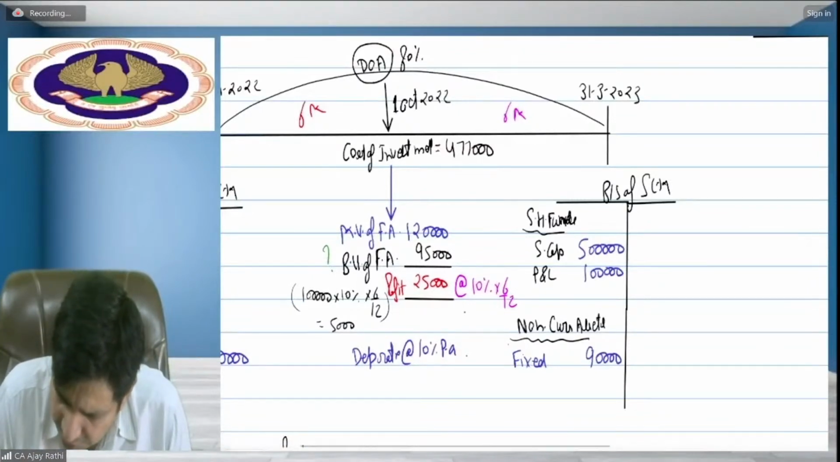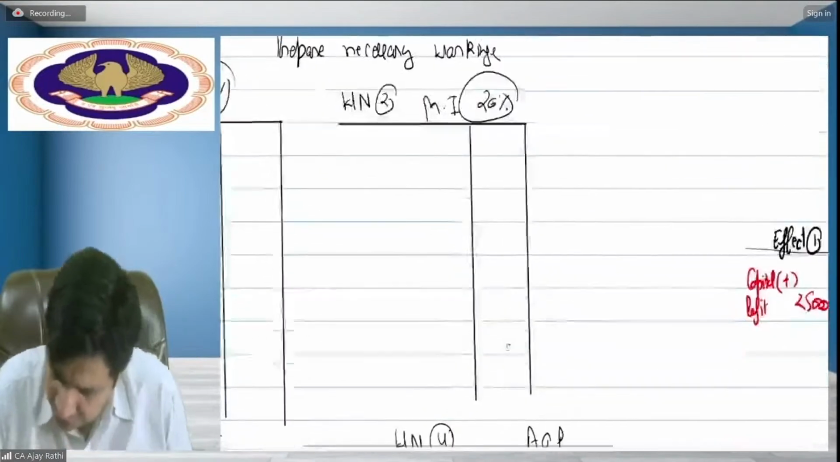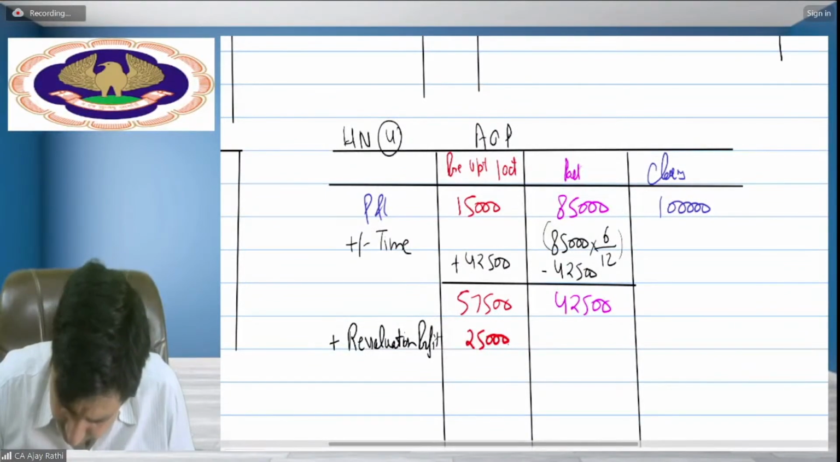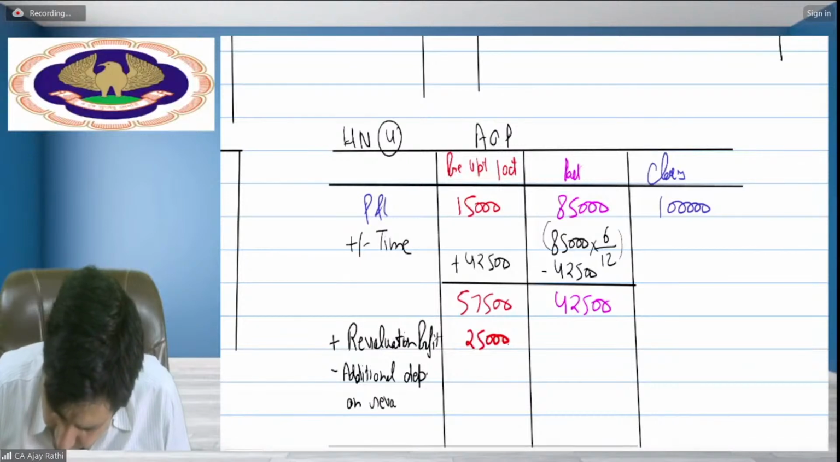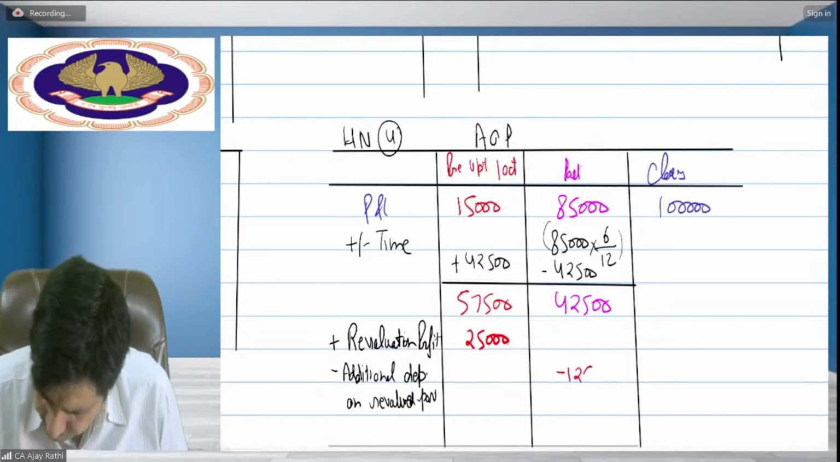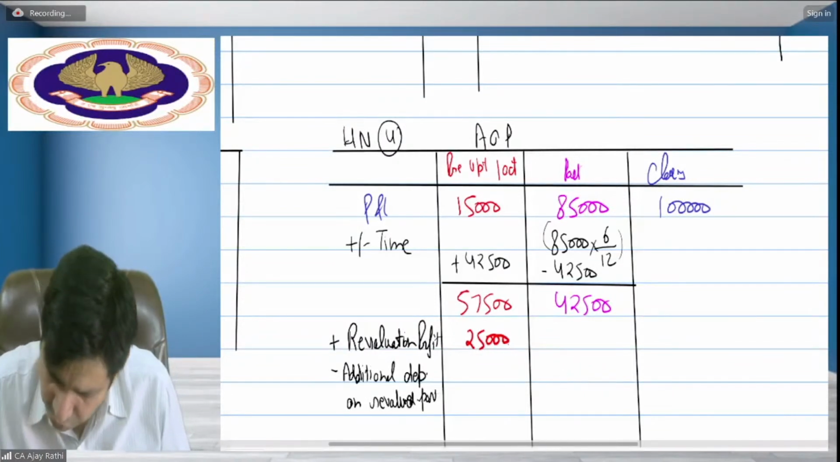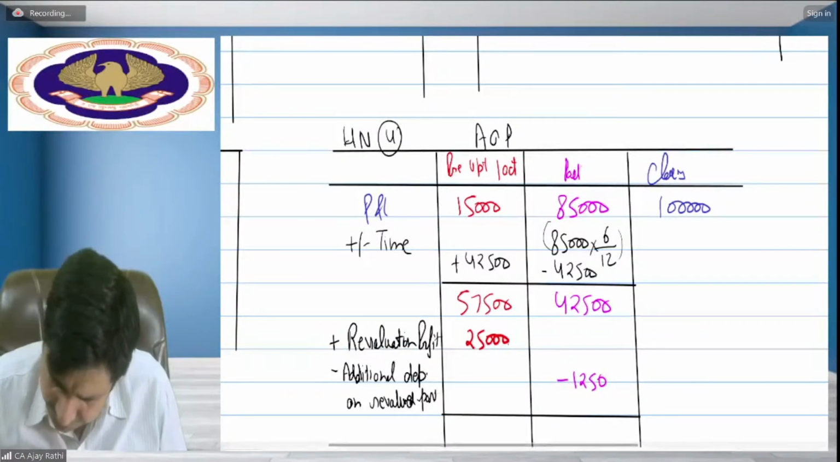How much has it come to? 1250. 1250. It means we have to consider additional depreciation on the revalued part. That is how much? 1250. Since that belongs to post acquisition, hence that has to be reduced from post acquisition. 1250.